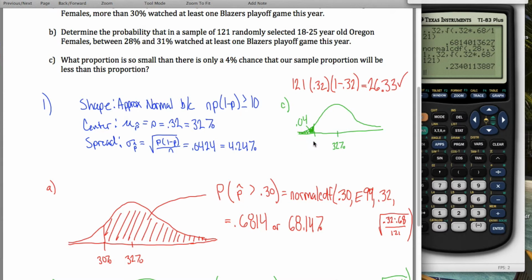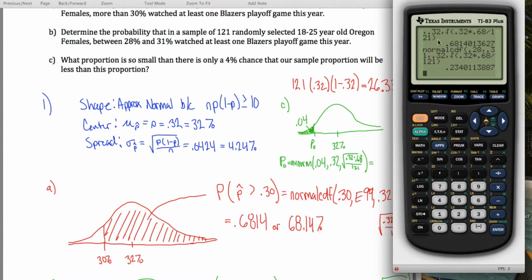And I can figure that out. Kind of have to work backwards. I want to figure out what value goes right here. And the way I figure that out is using inverse norm. Maybe I'll call that P naught and say that P naught is equal to inverse norm. With inverse norm, you have to give it 3 arguments. The area below, in this case, that area below was given to be 0.04. The mean, which again, still 0.32. And the standard deviation, still this mess, 0.32 times 0.68 divided by 121, square root of that. You type all that into a calculator. Really, the only thing new you need to know is that inverse norm is the third function under the distribution menu.